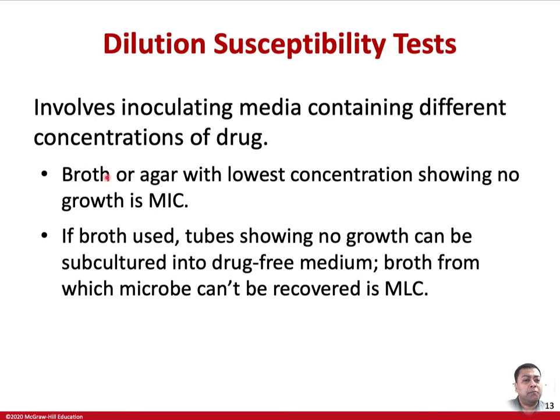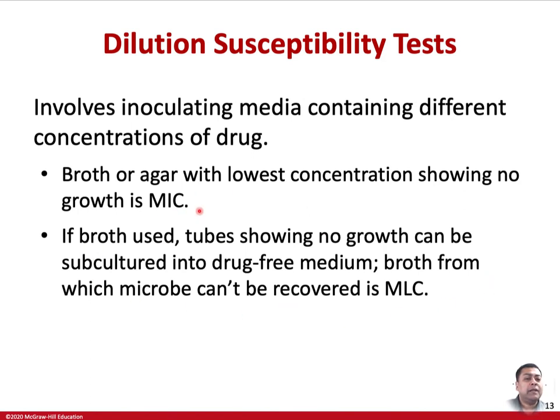This can be done in a broth as well as an agar plate where you look at the colonies. So you need to identify the agar plate where there are no colonies and identify that specific concentration of the drug, and that will be the minimum inhibitory concentration. If broth is used, tubes showing no growth can be subcultured into a drug-free medium, and the broth from which the microbe cannot be recovered is the minimal lethal concentration. So there is a subtle difference.